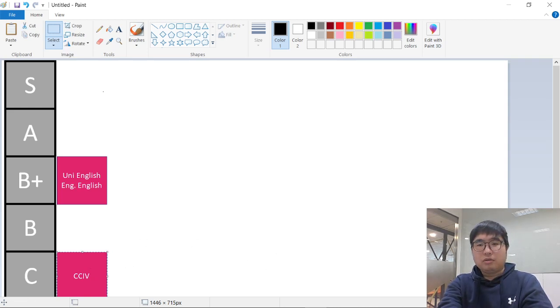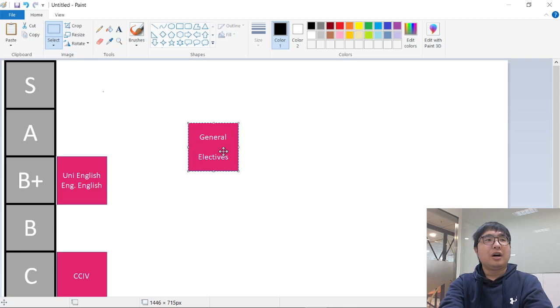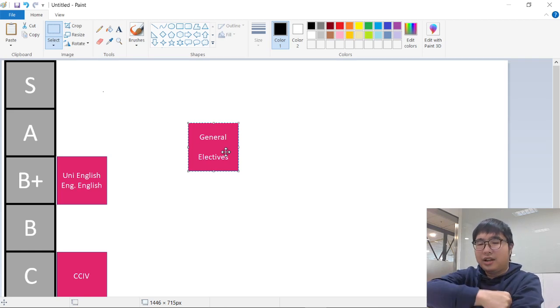Okay, so the next one is the collective courses. These are called the general electives, or GE as we like to call them. These are a set of classes that you have to take that are not related to your programs, but you can take them. We have three major areas in CityU, and you have to pick some courses among them.